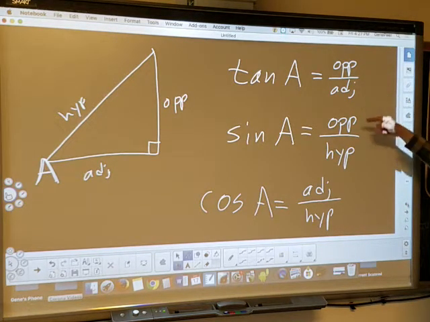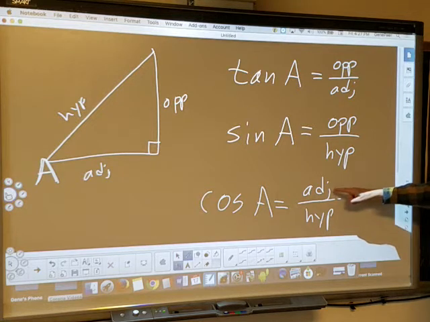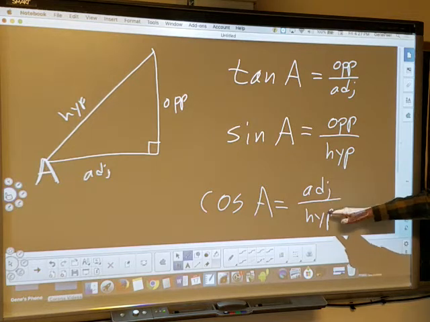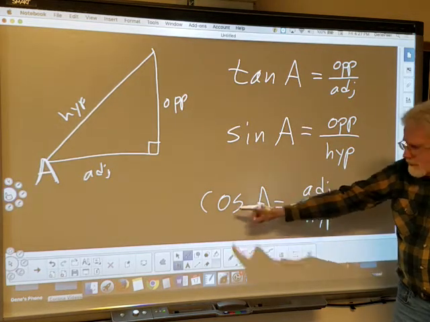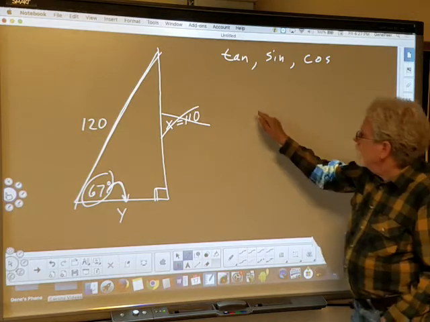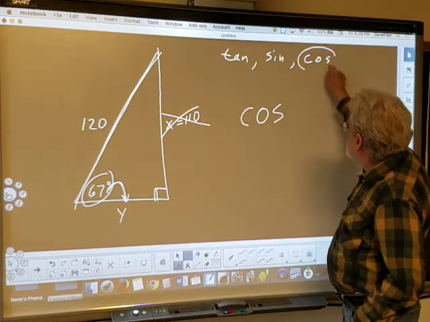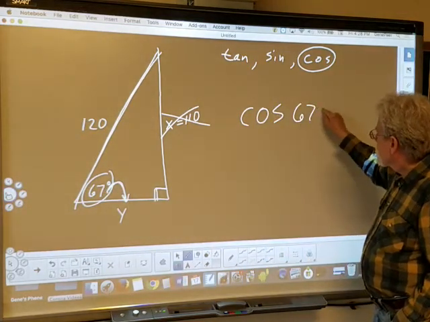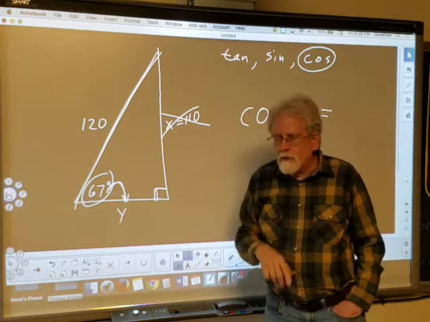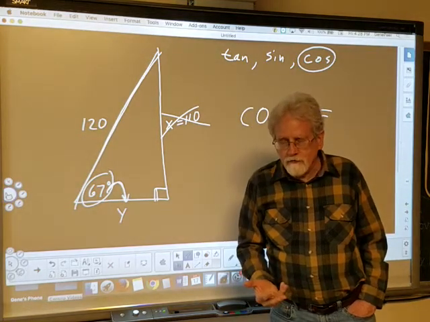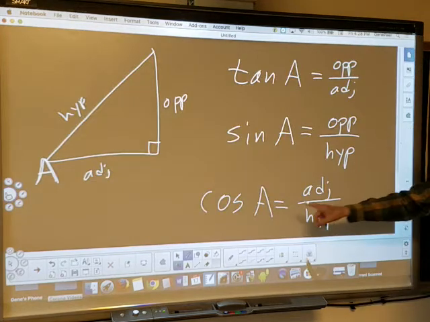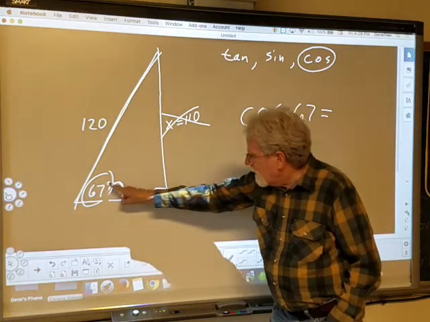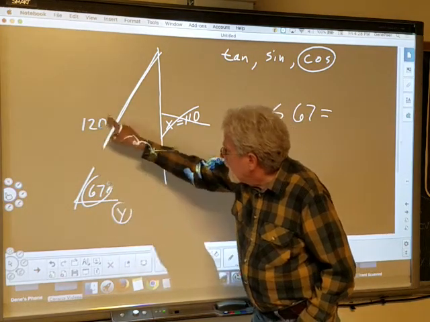Adjacent and hypotenuse. Which function uses adjacent and hypotenuse? Not this one. Not this one. This one uses adjacent and hypotenuse. It's cosine. So we're going to use cosine. We have chosen to use cosine of 67 because cosine equals adjacent over hypotenuse. So the cosine of 67 is adjacent over hypotenuse.